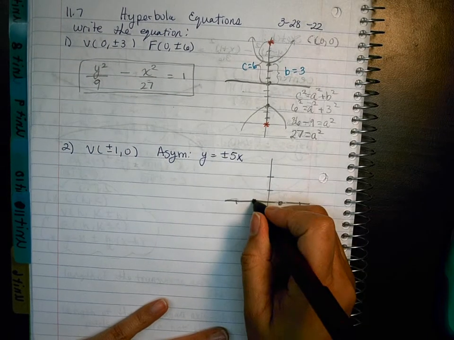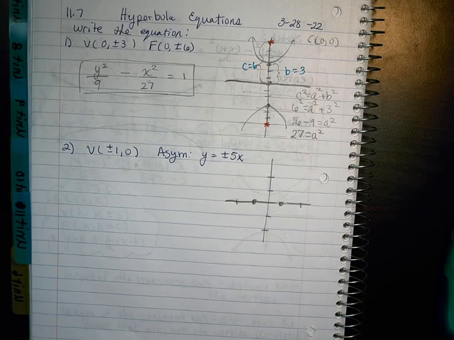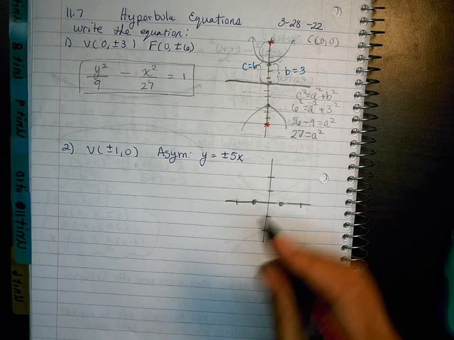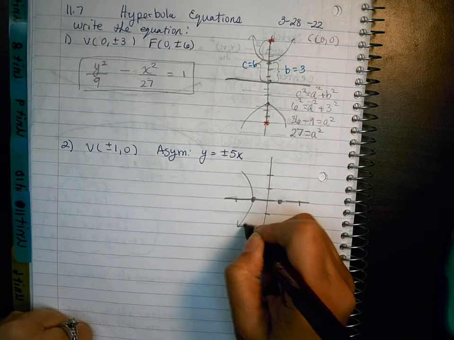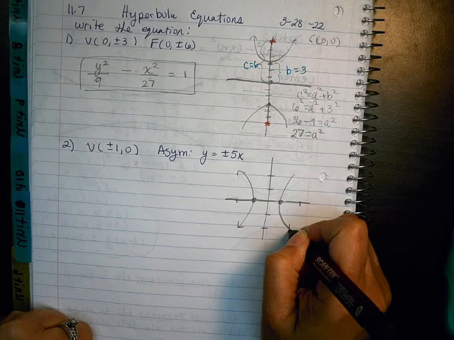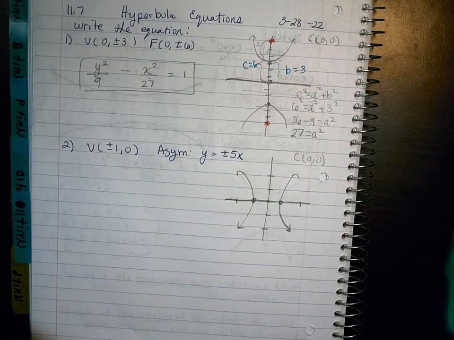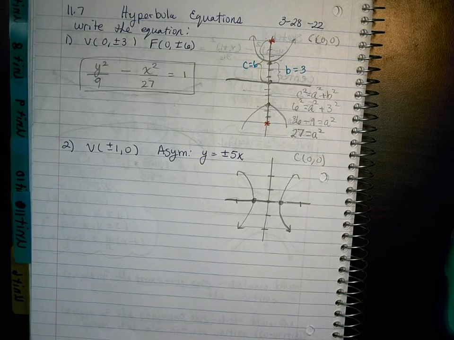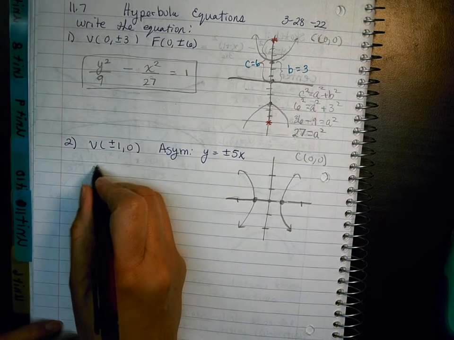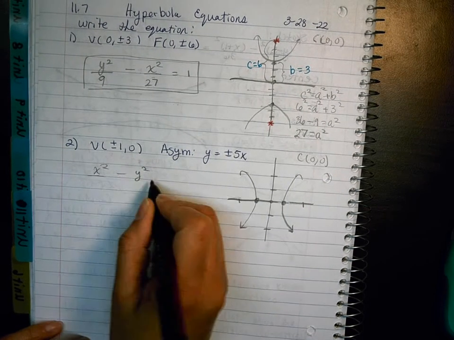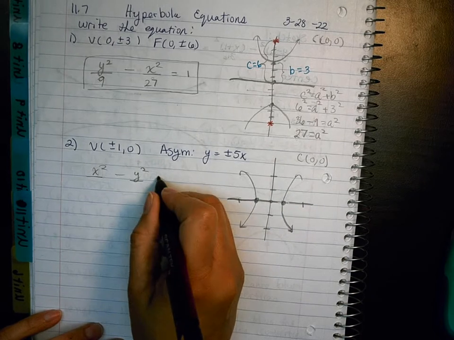1, 0, negative 1, 0. That's all they gave me. They didn't give me any foci. But the vertices are enough to know which direction I'm opening. Which direction am I opening? Right and left or up and down? Right and left. That's also enough information to know where my center's at. Where's my center? The origin, 0, 0. It's also enough information to know which letter's coming first, x or y? X. Do you guys agree x is coming first? And since it's 0, 0, it's going to be x squared minus y squared over their corresponding numbers equals 1.